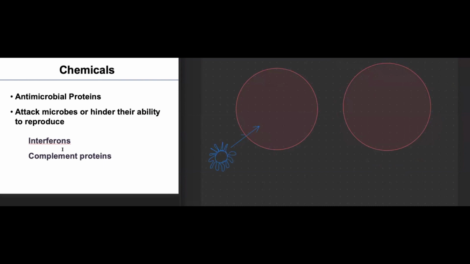It's going to be binding to the surface receptor of the cell. It finds its way on the inside and starts to integrate its genetic material within the cell genome. So what the cell will do, it's going to read the viral genetic material and start to form copies of the virus.